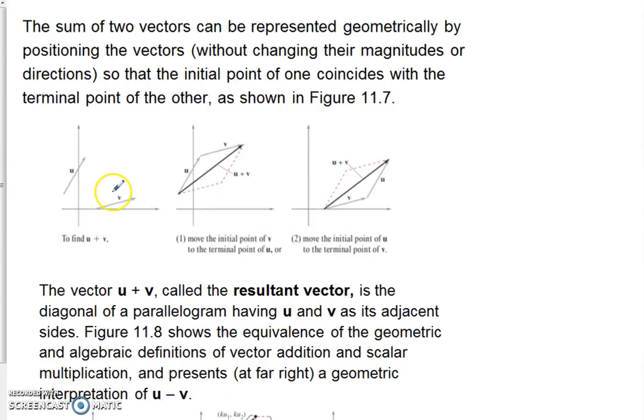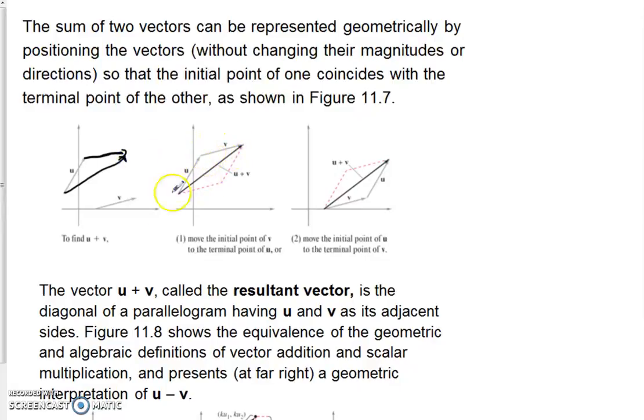We can add two vectors together as well. Here's vector u and vector v. To add them, we're going to move this vector v and draw it right on the end of the other vector. Then u plus v is this vector right here, which you can see right in here.